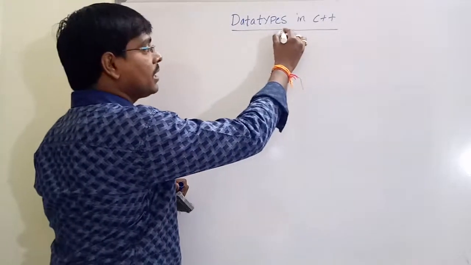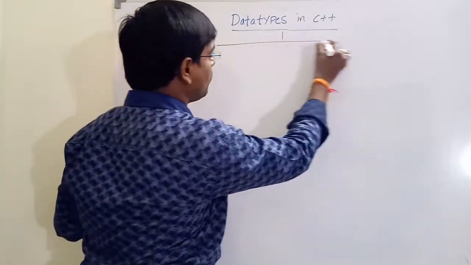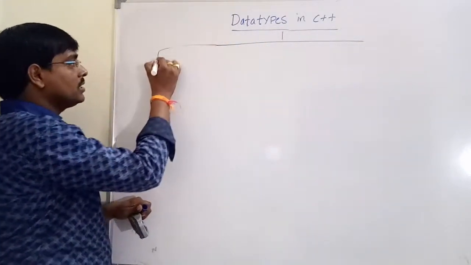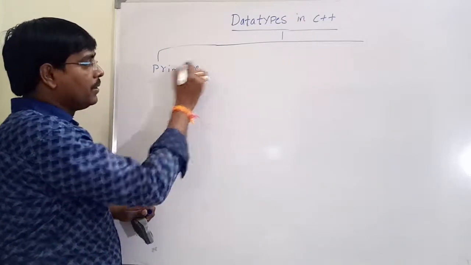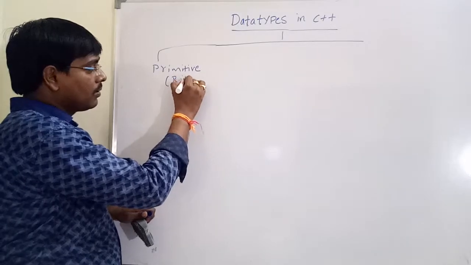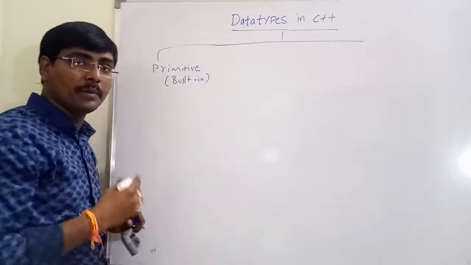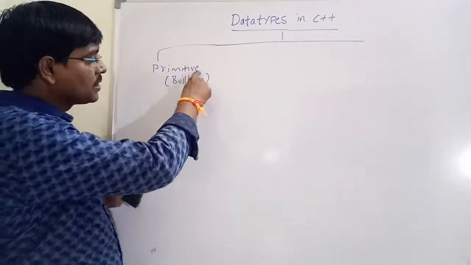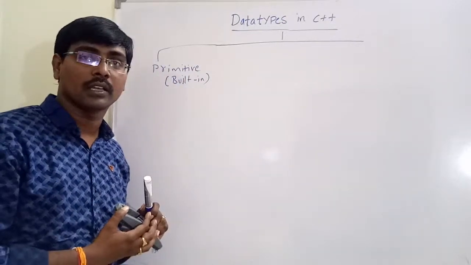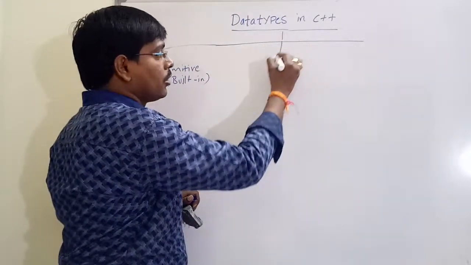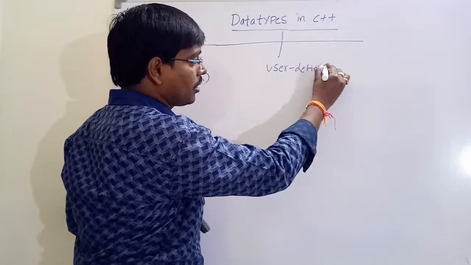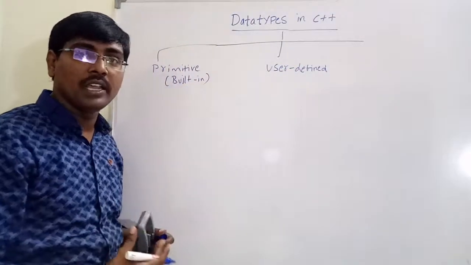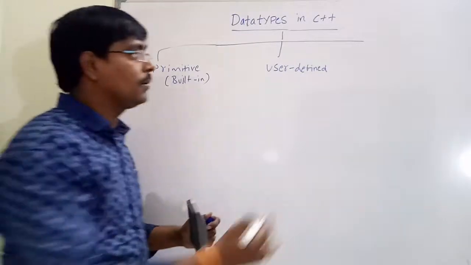Mainly these data types are categorized into three parts. One is primitive data type or built-in data types. Primitive, the name specifies, means these are the compulsory data types. And user defined data type, where the user defines their own data type in the program.